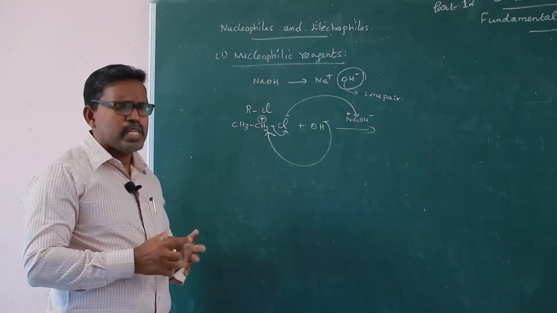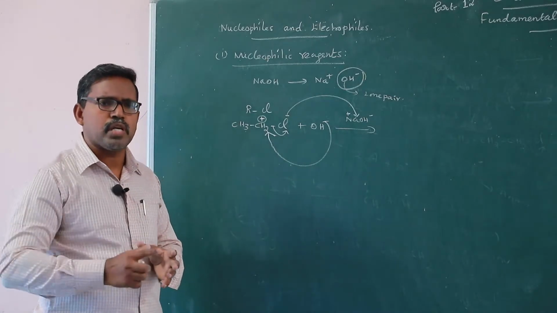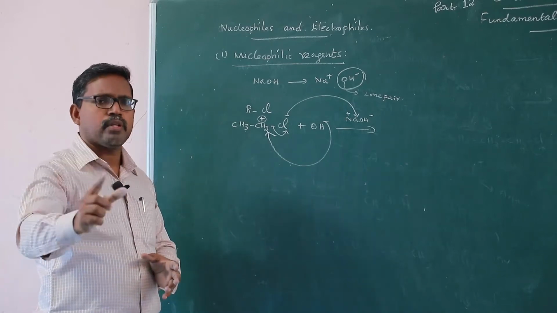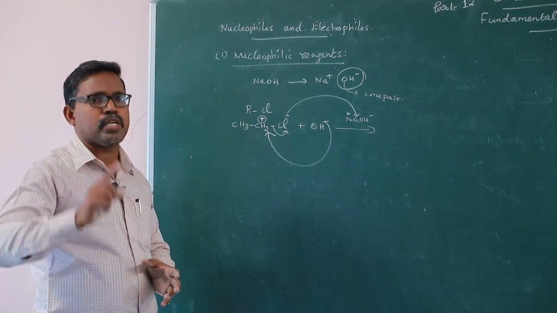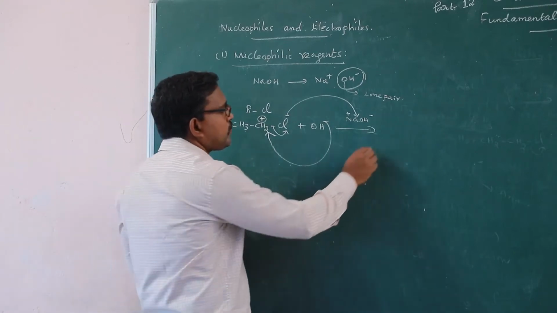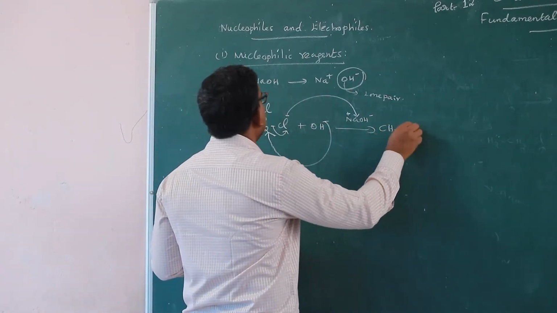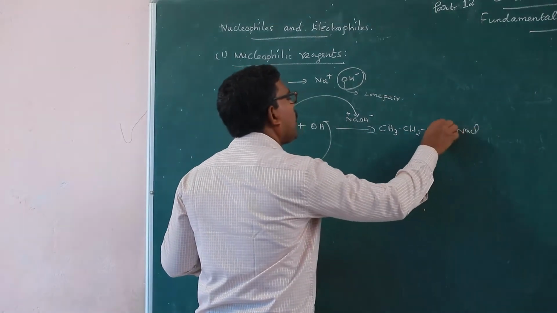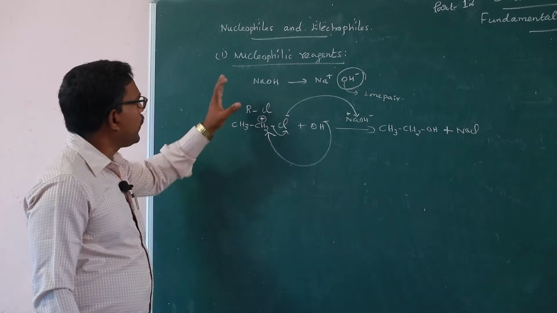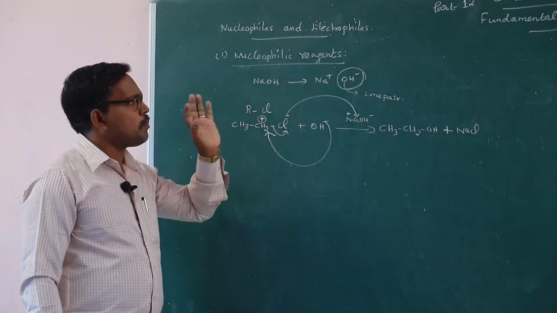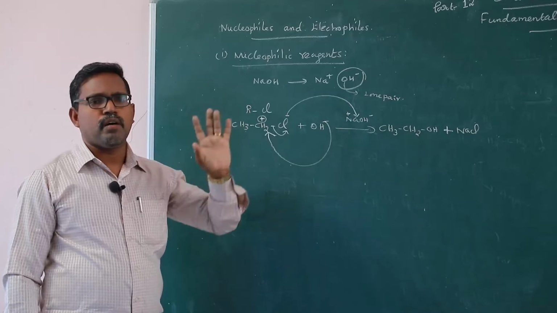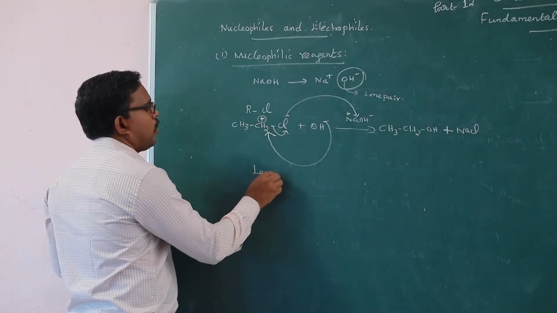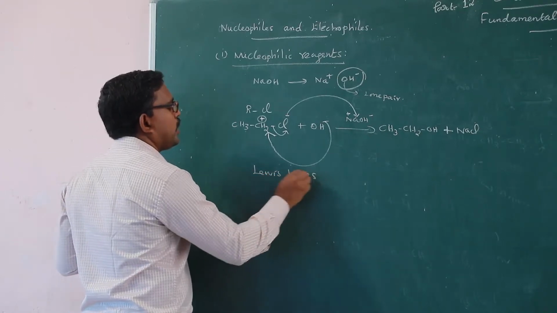So this is the substitution reaction. Majority of the substitution reactions can be carried out with the help of nucleophiles. Therefore, they are said to be nucleophilic substitution reagents. Finally, it gives CH3CH2OH and NaCl as the products. And the nucleophilic reagents must have a lone pair of electrons. In actual practice, they are said to be Lewis bases.